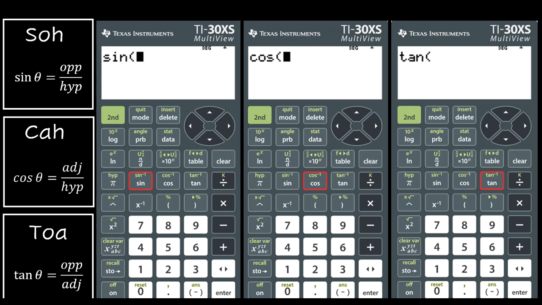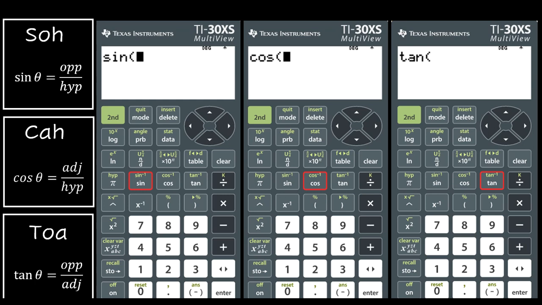Okay, just a recap of our trig functions for right triangles. SOHCAHTOA is how you can remember the ratios. So the sine of theta, some angle, is equal to the opposite over hypotenuse. The cosine of theta, some angle measurement, is equal to the side length adjacent over the side length hypotenuse.